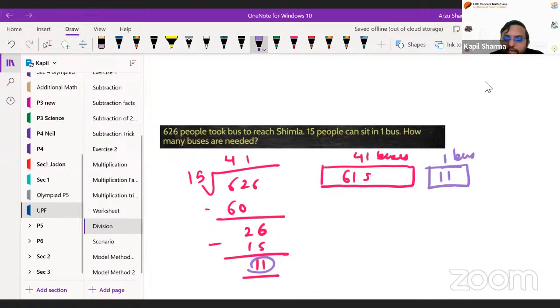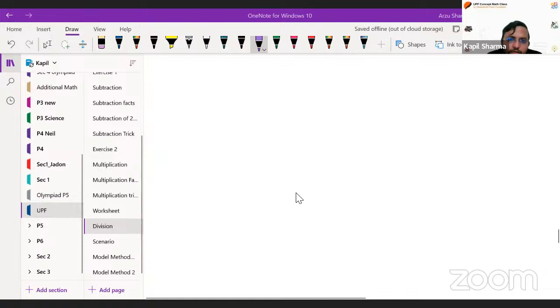Is this clear? Parth and Swastik? Guys, Swastik? Okay. Parth? Okay, fine. Yeah. So, okay, now let's quickly solve the worksheet.